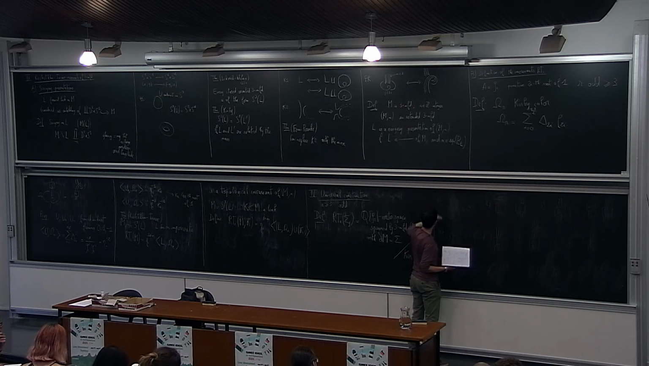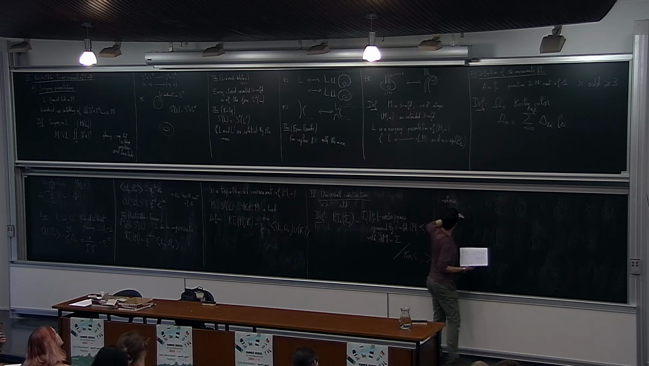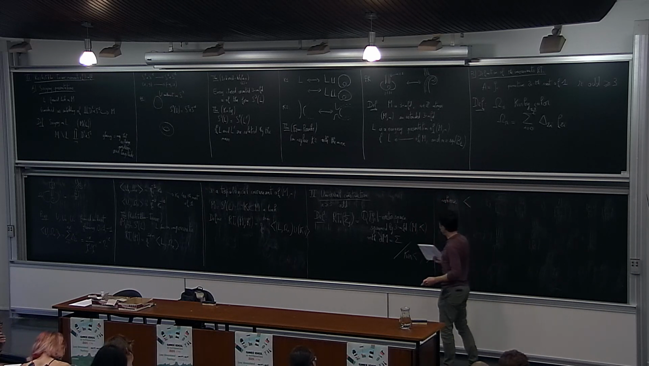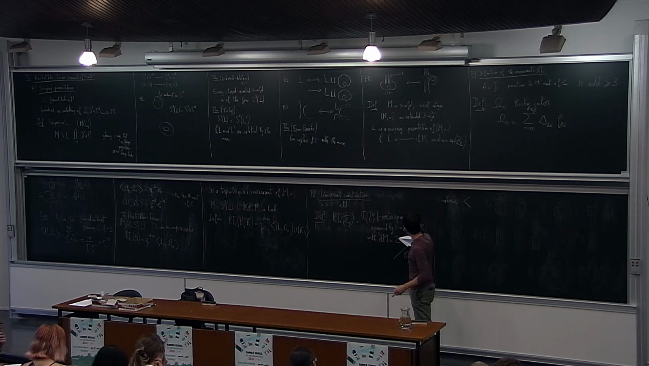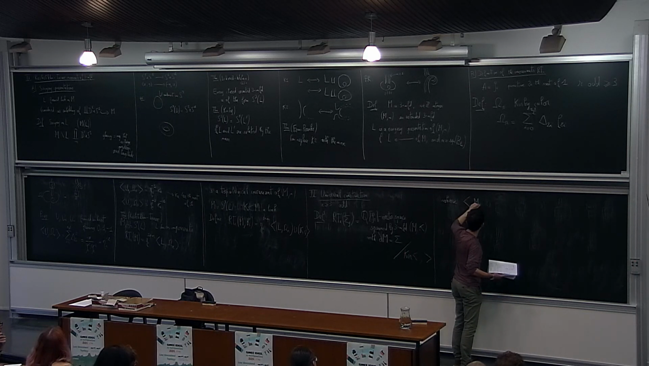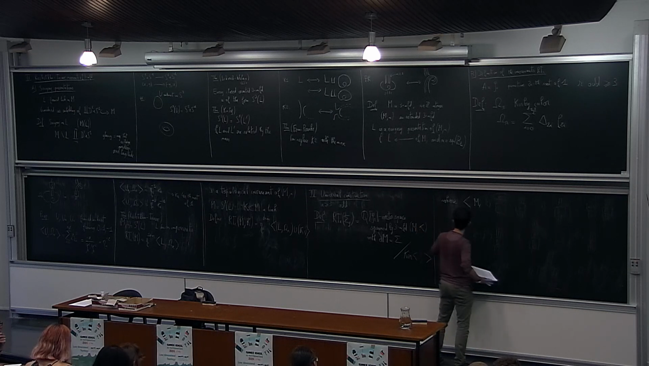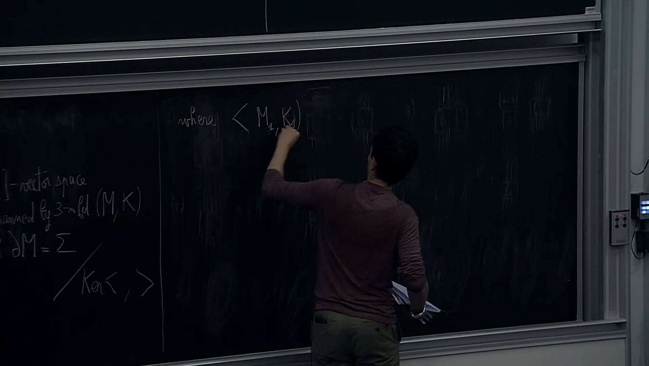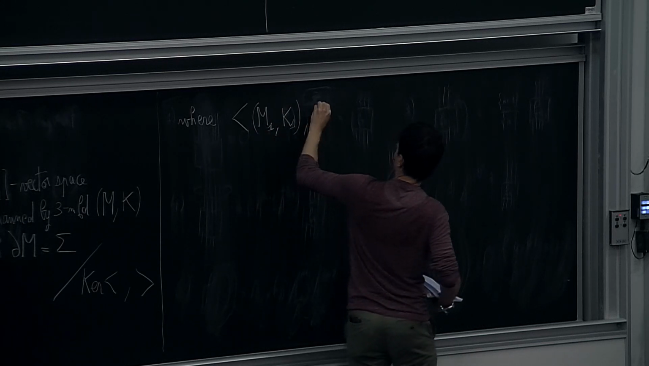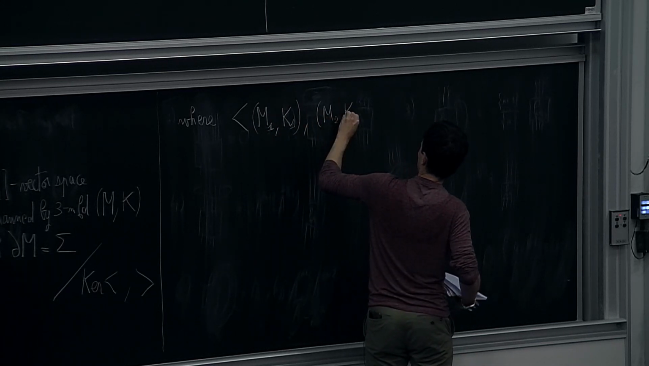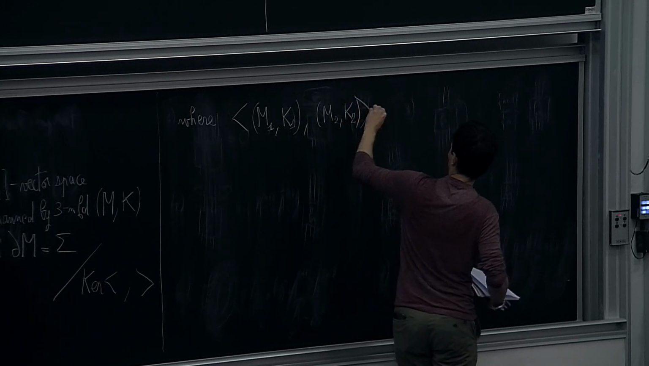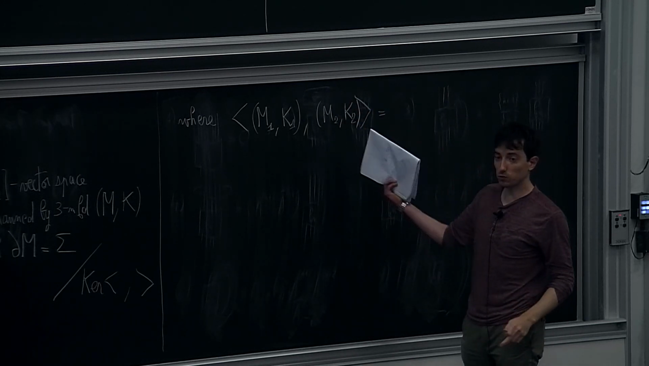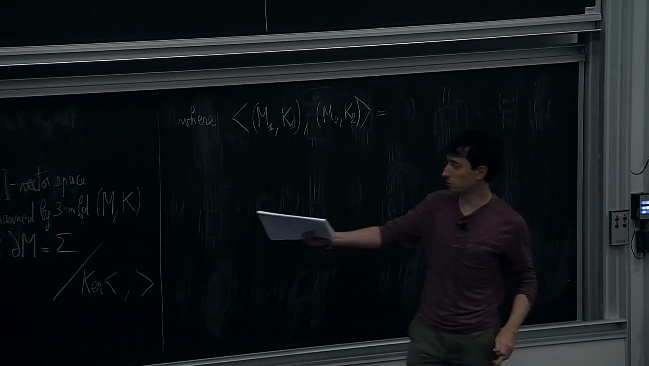So the bilinear form is the following. I can define it on, just because this space is spanned by such things, I only need to say what this means on M1 K1 paired with M2 K2. Those two manifolds have the same boundary, which is sigma.